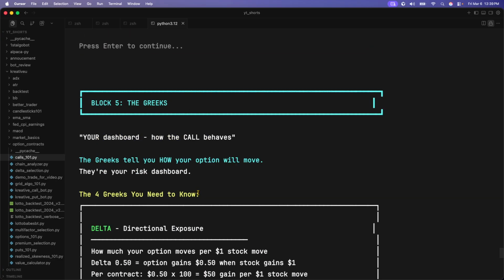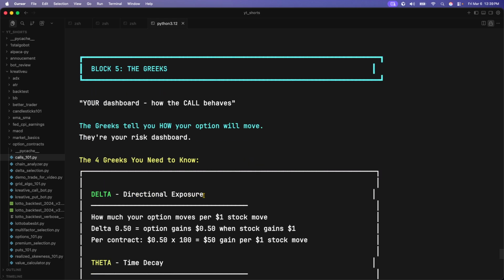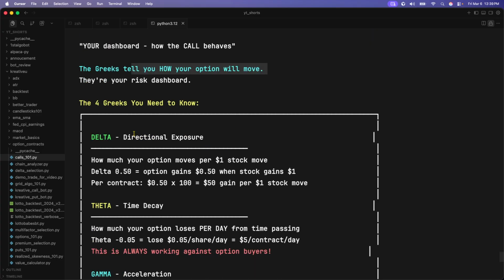So let's quickly go over our Greeks. Our Greeks is your dashboard, how the call behaves, right? The Greeks tell you how the option will move. So delta is going to be the directional exposure. This is how much the option moves per $1 stock move.